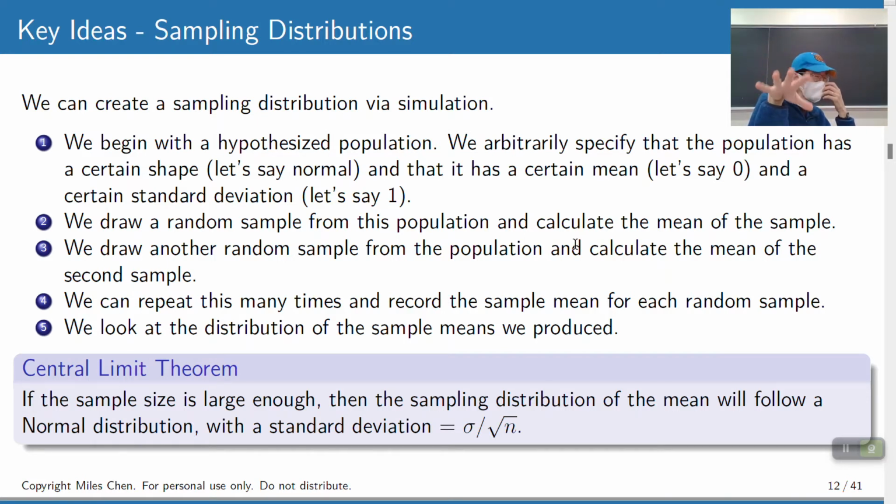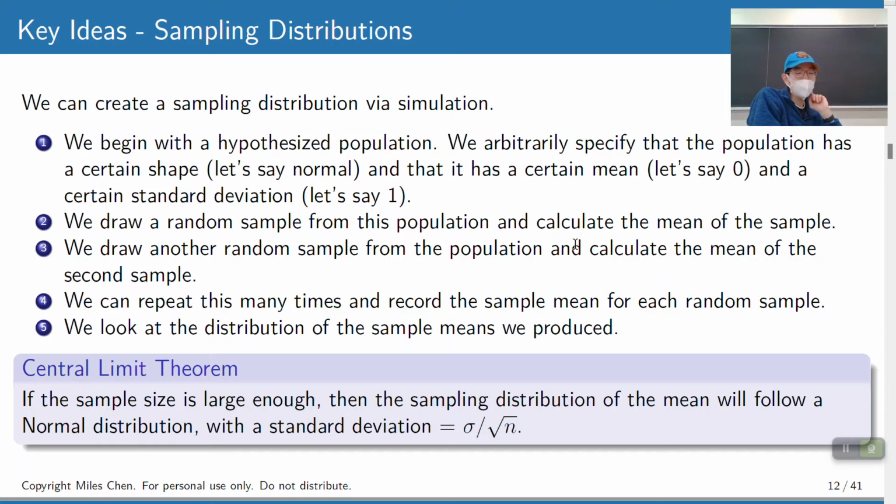Okay, so we start off with a population. Now, for the sake of this example, let's pretend that our population is normally distributed, has the standard normal distribution, with a mean of 0 and standard deviation of 1. We're going to say this is my population. And what I'm going to do is draw random samples from the population and calculate the mean of each of these random samples. I draw a random sample, I calculate the mean. I draw another random sample, I calculate the mean. I do this a bunch of times. Let's say I do this 1,000,000 times, 1,000,000,000 times. We're going to keep track of every single sample mean I get, and we'll look at the distribution of all the sample means.